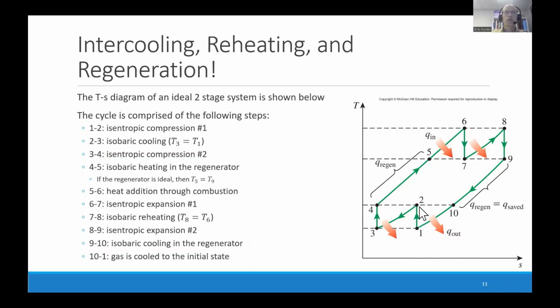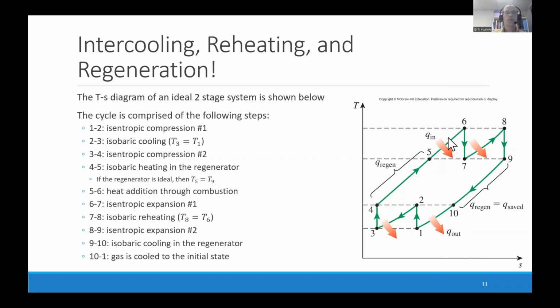Next, we have the intercooling stage, which is isobaric, constant pressure between 2 and 3. Ideally, this brings the temperature back down to the initial temperature, T1. Then we have another isentropic compression through the second compressor from 3 to 4. The regenerator is then used to increase the temperature of this stream of air. This again happens at a constant pressure, and ideally gets the temperature up to the exhaust temperature, so T5 equals T9. The air then enters the combustion chamber, where we have constant pressure heat addition between 5 and 6.